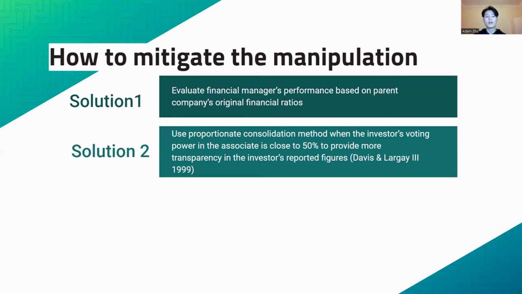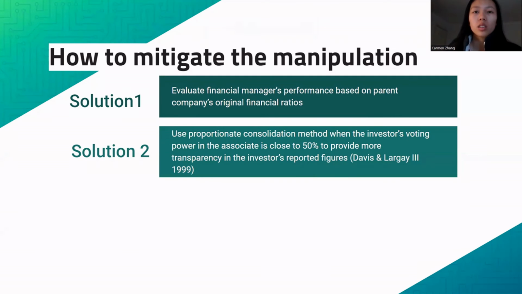So as a result, financial managers are not able to hit bonus targets through manipulation by choosing the equity method, as their performance is now judged on the regional financial ratios. This could prevent unwanted managerial behavior and help the company operate more efficiently and effectively, hence boosting investors' confidence.